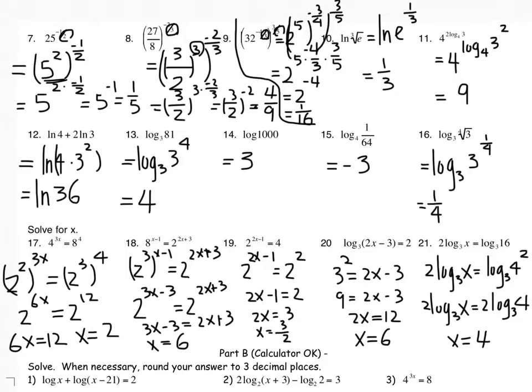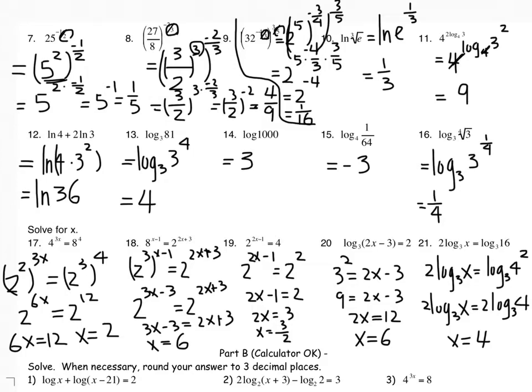Number 11, so as I mentioned in class, this is the inverse. It's almost like you can treat the log base 4 and the exponent base 4 as canceling each other. So you're simply left with the argument, 3 raised to the second power, which is 9.